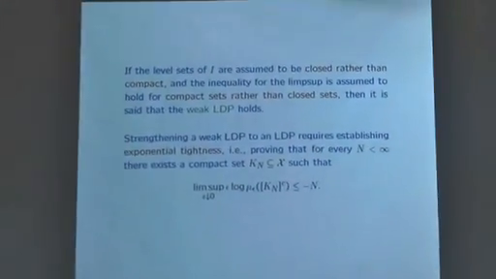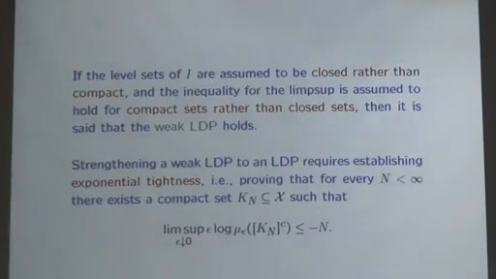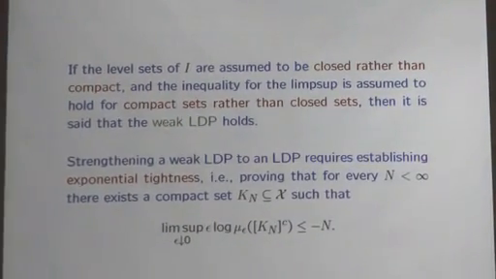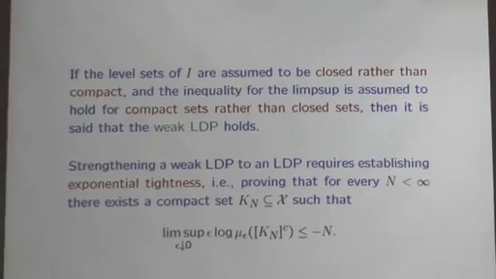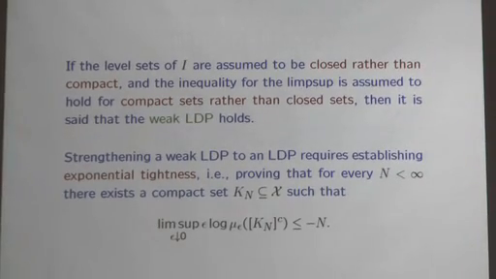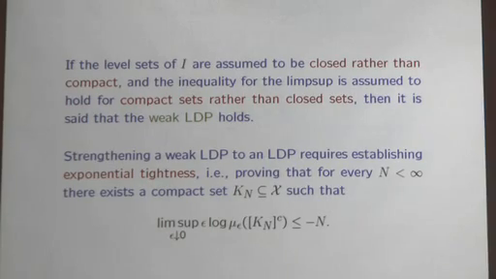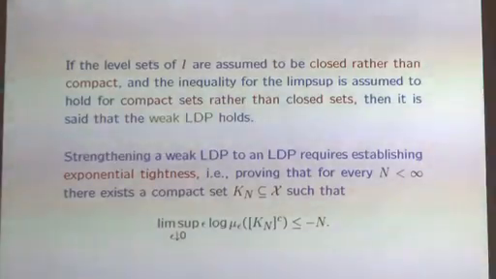Now, if the level sets of I are not compact, then not everything is lost. Sometimes, there are versions of the large deviation principle which are called weak large deviation principle, where you require your upper bound to be true only for compact sets and not for closed sets. Okay, so there are various versions of this that you can play with. The most common version is the version that I wrote down, and they are linked in some way.